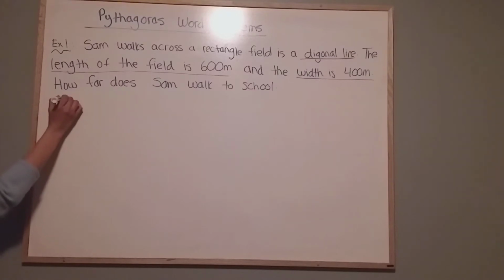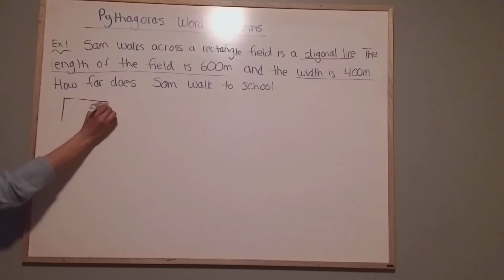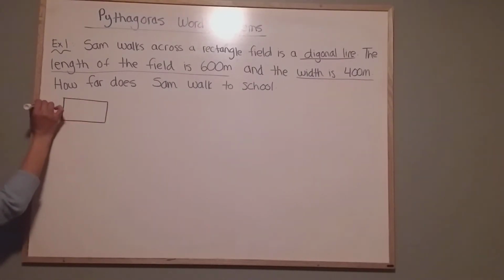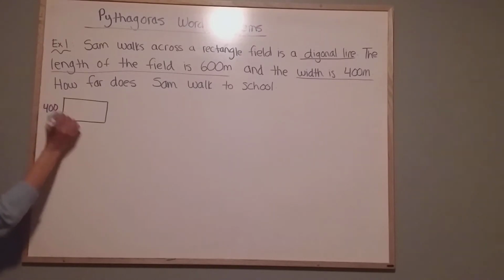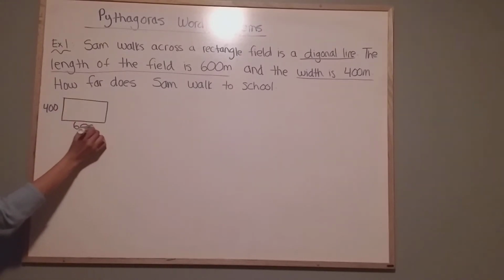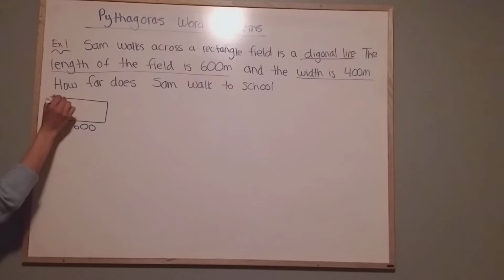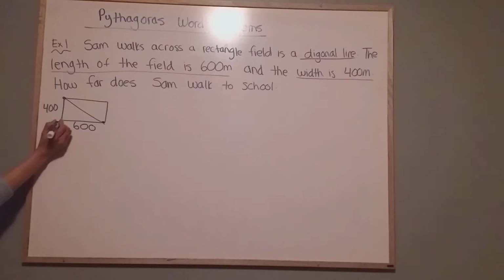So you always want to start off with a diagram. This is my rectangle. This is 400. This is 600. And they said he walks diagonal. Diagonal means from one point to the other. So that's my diagonal. So in order to figure this out, this forms a right triangle.